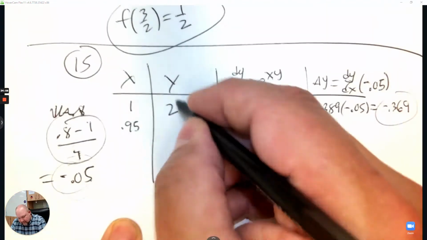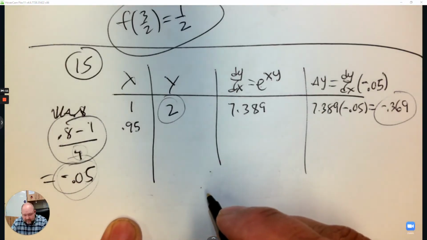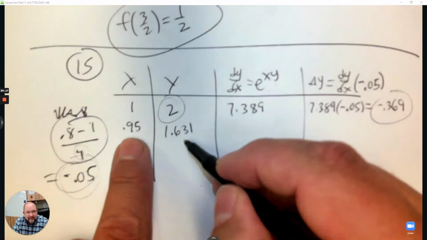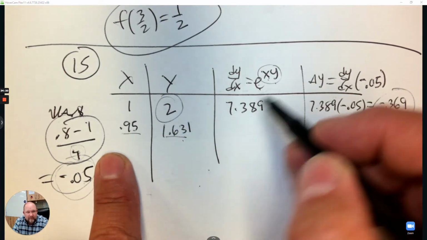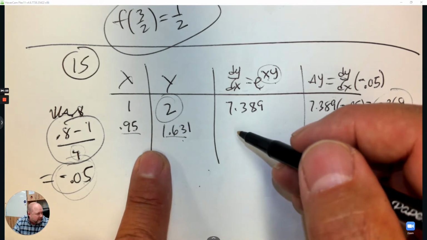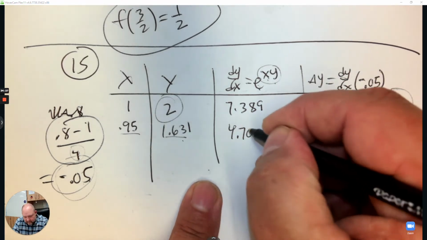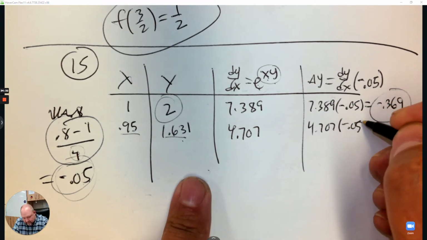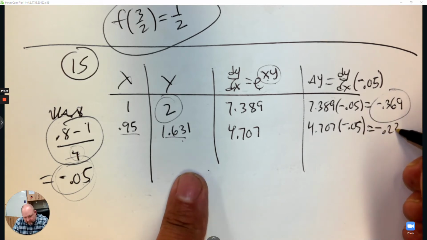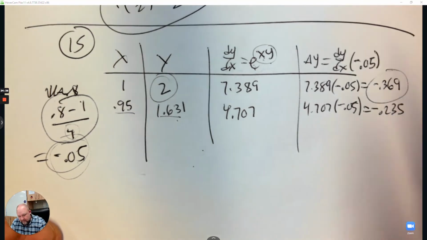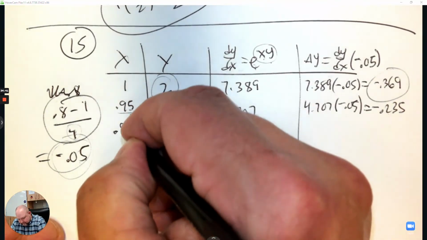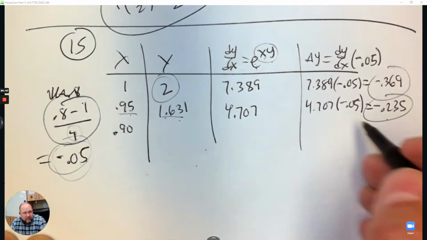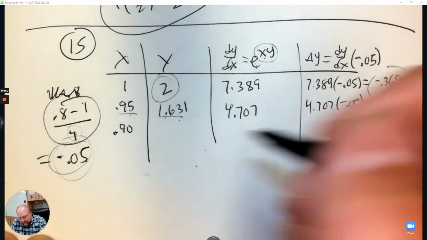I'm going to take that answer in this, so 2 take away 0.369. And then e, and I multiply these together, e to that, and then use your calculator. So 4.707, and then take 4.707 times negative 0.05. Yes, I'm looking at the answer key to try to be efficient about it, and you get the answer. Subtract 0.05. Take this answer and subtract it. So 1.631, subtract this. You get 1.395.